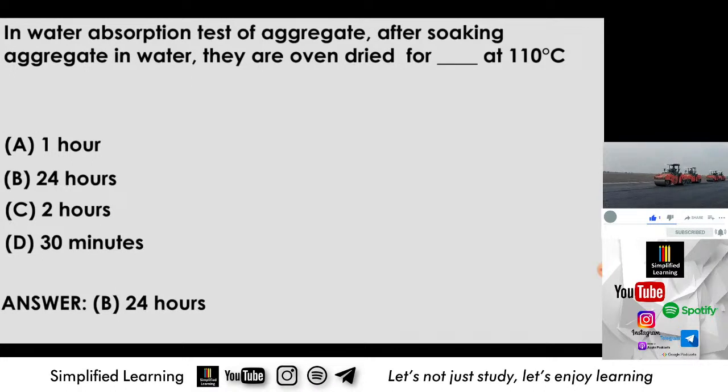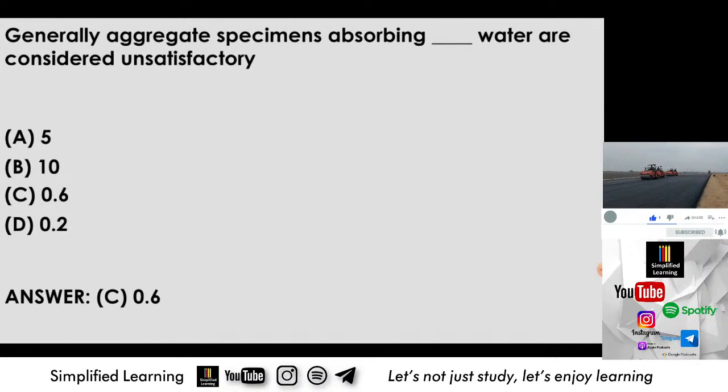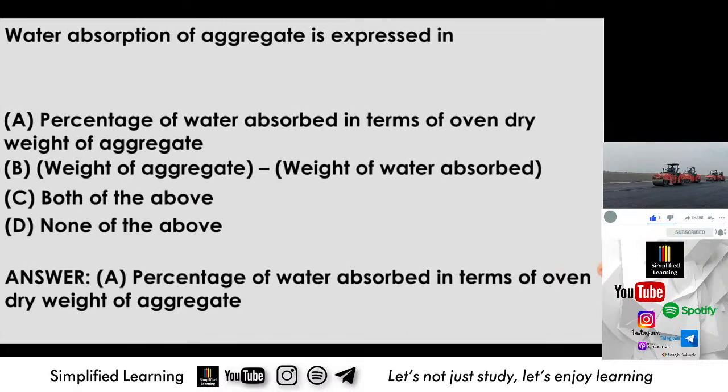In water absorption test of aggregate, after soaking the aggregate in water, they are oven dried for 24 hours at a temperature of 110 degrees Celsius. In water absorption test of aggregate, 2 kg of aggregate is immersed in water for 24 hours. Generally, aggregate specimen absorbing 0.6 water are considered unsatisfactory. Water absorption of aggregate is expressed in percentage of water absorbed in terms of oven dry weight of aggregate.